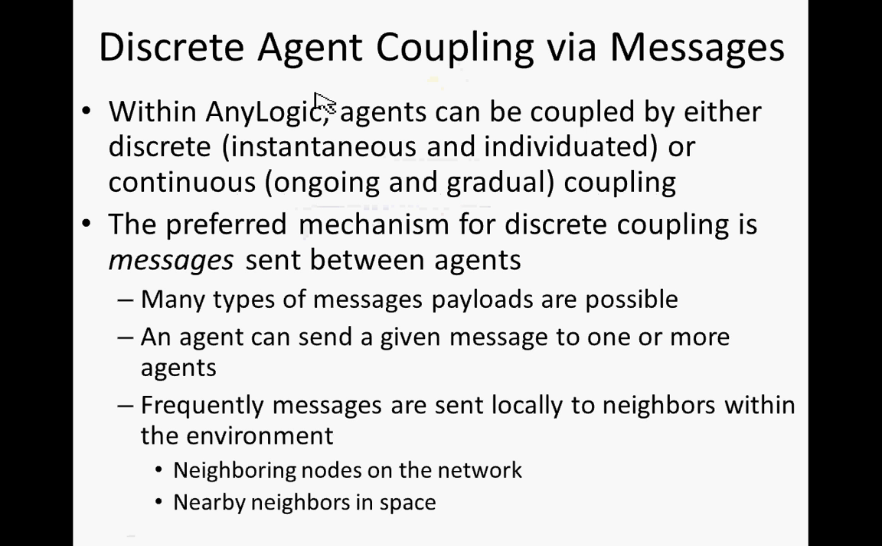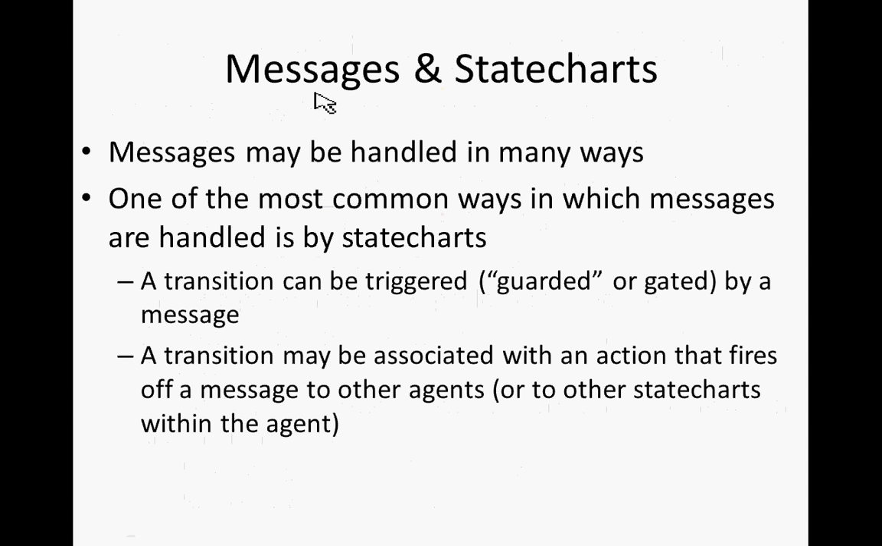In this case, messages will be sent from one agent to another. It can include some payloads, some information that's passed along with the message. A given message can be broadcast to a set of agents or sent to one particular agent. Frequently, these messages are sent locally to neighbors in some sense, either over a network or in space. One of the most common ways of handling these messages is the use of state charts.